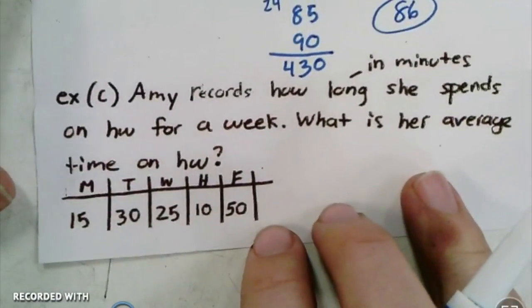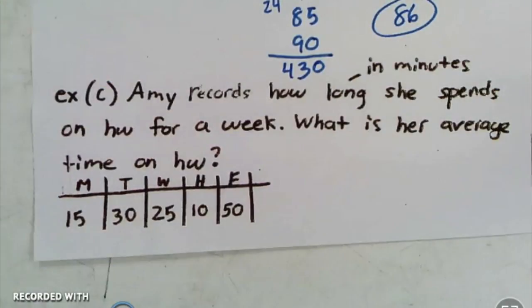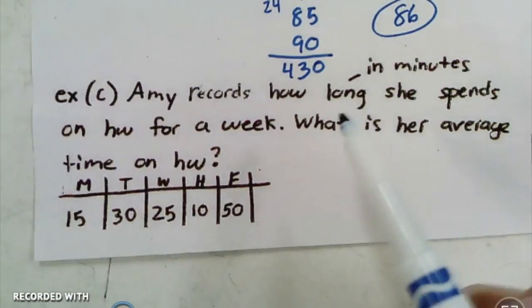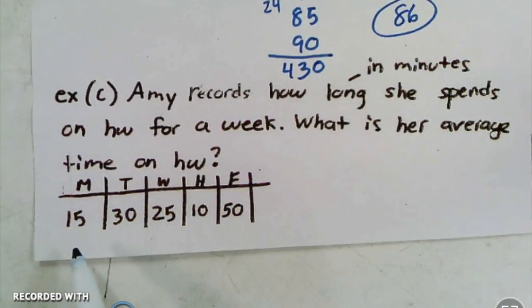All right. I have one more example for you. I'd like you to try it on your own. It says Amy records how long she spends on homework for a week. What is her average time on homework? And it tells us that she recorded these in minutes. So Monday she spent 15 minutes, Tuesday 30 minutes, Wednesday 25 minutes, Thursday 10 minutes, and Friday 50 minutes. So I want you to find the average amount of time that she spends on homework.